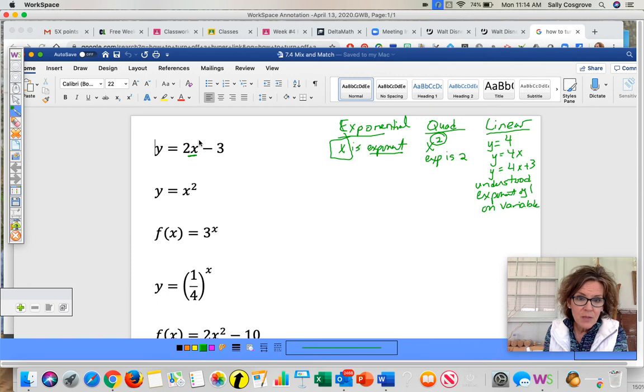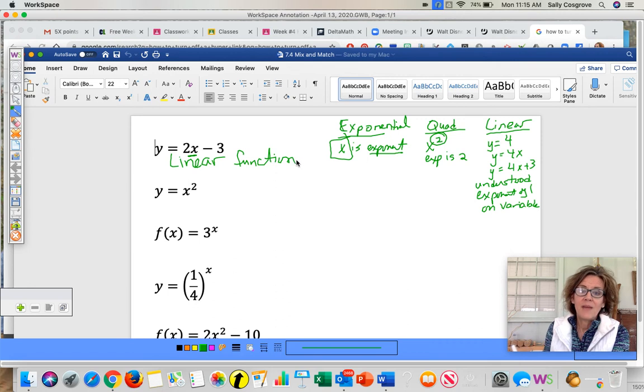Is x being squared? No. Okay, if x isn't being squared, it's not quadratic. Could this be linear? Is this y equals a number? No. Is it y equals mx? Well, sort of. Is it y equals mx plus b? Yeah, right. Is there an understood 1 up here on our variable? Yeah, there is. And so what does that mean? That means that this is a linear function.